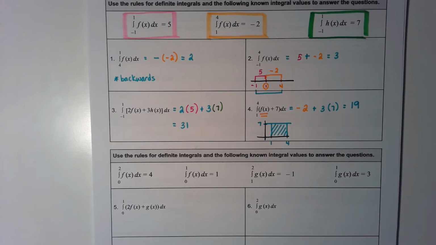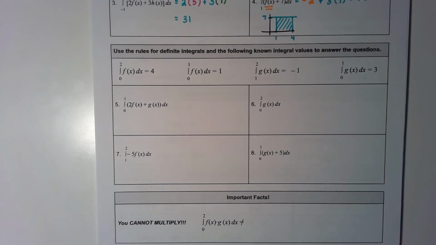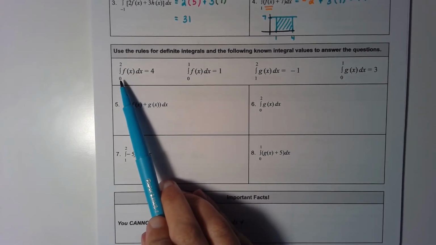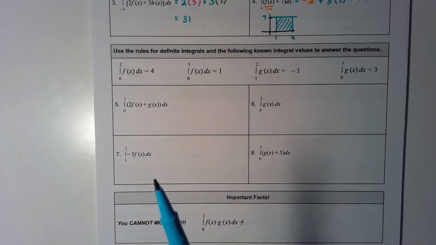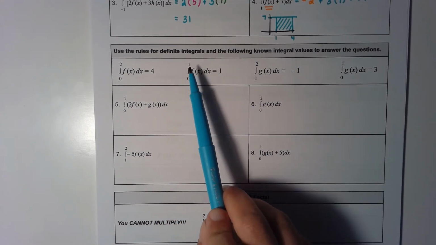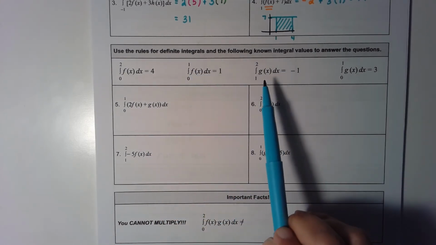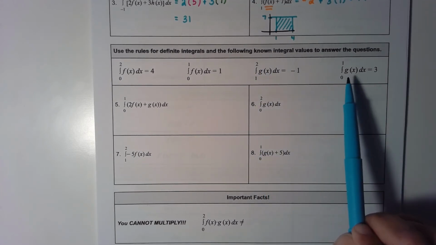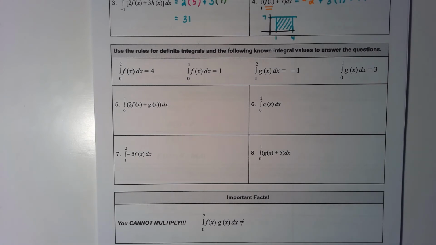All right, last but not least, let's try one more problem where we have a little bit more complicated information. So we know that the integral from 0 to 2 of f of x is 4. We know that the integral from 0 to 1 of f of x is 1. We know that the integral from 1 to 2 of g of x is -1, and 0 to 1 of g of x is 3. So we know stuff about f of x, we know stuff about g of x. Now we've got to figure out some new information using what we already know.